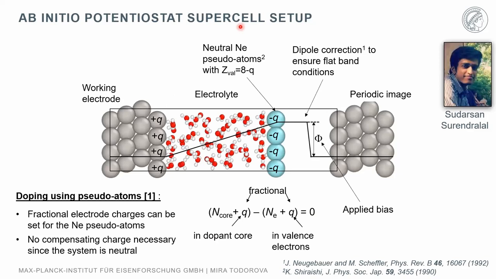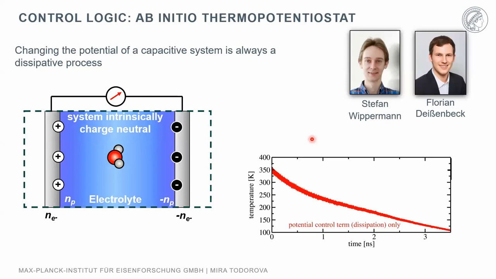but we may have a control logic in order to adapt the charge depending on changes of the potential, for example, if a reaction happens. And in order to do so, we have an ab initio potentiostat, and I should particularly mention Stefan Wippermann and Florian Deisenberg, who were instrumental in developing this. So let us take a schematic look at how our system looks.